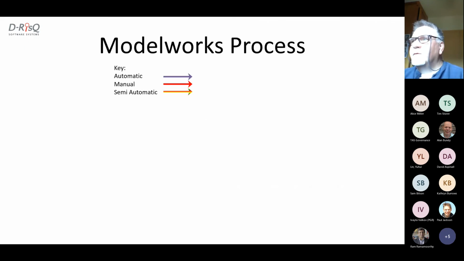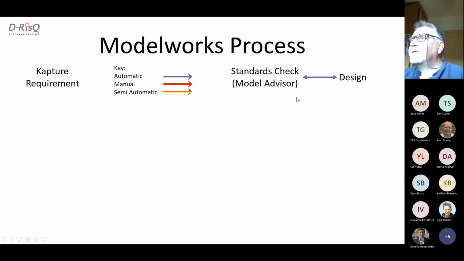So this is an overview of the ModelWorks process. So we've got automatic parts, manual parts, and a mixture of the two. So here you have your captured requirements. Here you have your design. Now, remember we were talking about standards for design as well as for requirements and coding. This is where we do use a model advisor, which is a tool provided by the MathWorks to go through Simulink and Stateflow.